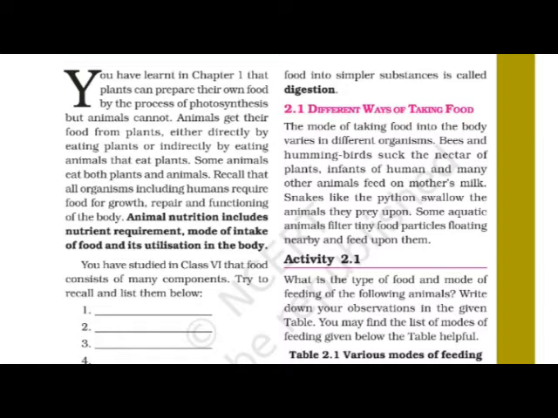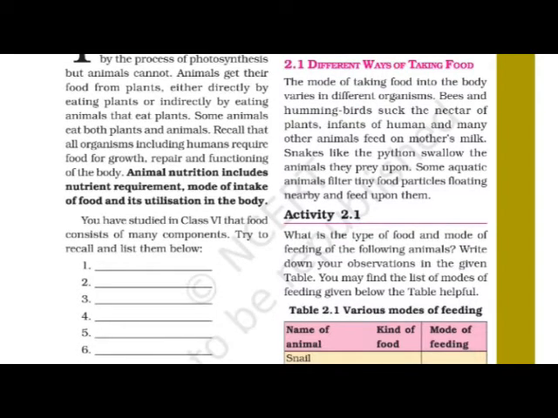Okay, so this was just the introduction part of the lesson, and now we are going to start the first point of the lesson, 2.1, different ways of taking food. The mode of taking food into the body varies in different organisms. We know that a variety of organisms are present in nature, and every organism's mode of taking food is different. Here some examples are given that we will discuss.